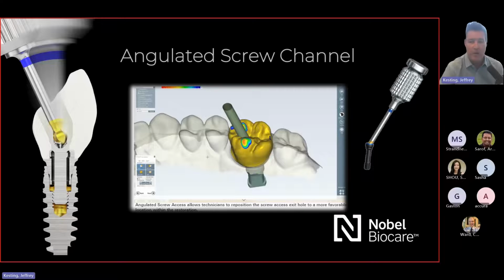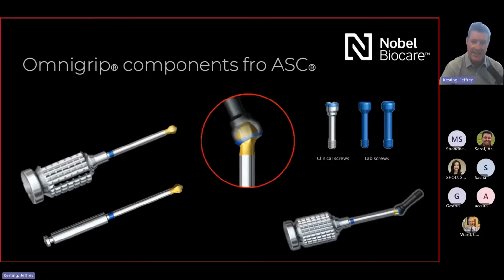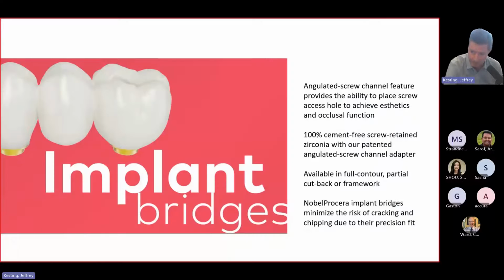So you can see here, we're going to be able to plan this in the software and we can get some really nice results. And the ASC bridges and single unit screw retained crowns utilize the OmniGrip tooling. So this is a 3D ball hex, so we can get in at an angle, and you can see it's indicated by that blue stripe. The clinical screws have that little blue top on them. The lab screws are all blue. So that's how you can indicate the OmniGrip tooling.